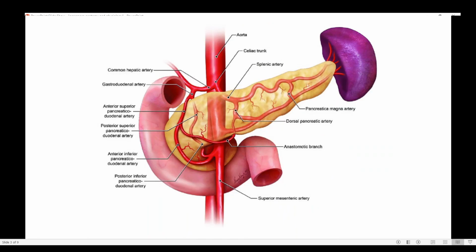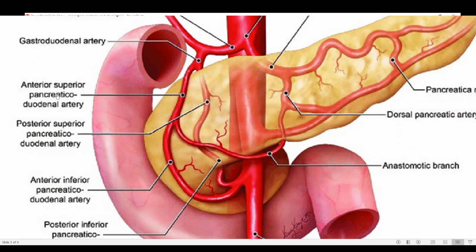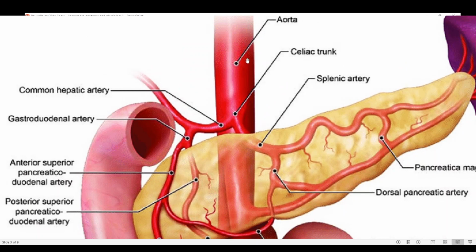Now the arterial supply of the pancreas. The pancreas is supplied mainly by the superior pancreatico-duodenal artery and the inferior pancreatico-duodenal artery. The superior pancreatico-duodenal artery has an anterior and a posterior branch. It is a branch of the gastroduodenal artery, which is a branch of the common hepatic artery, which is a branch of the celiac artery. The celiac artery is a branch from the aorta.